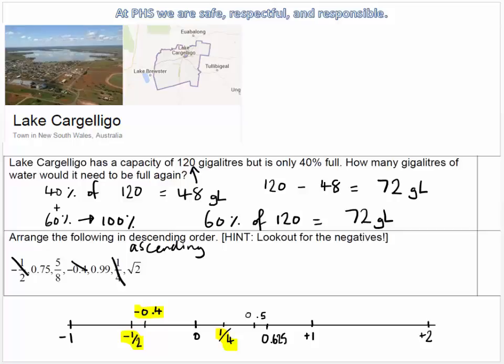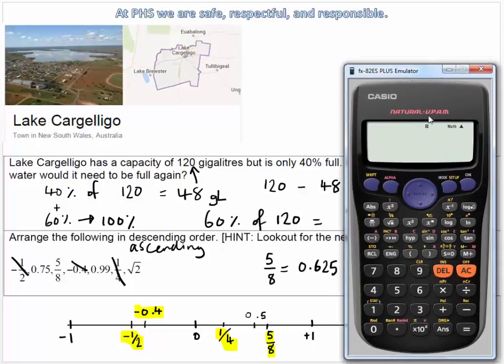0.625. Actually, I'll write it as it appears on the test. I'll write it as 5/8. Okay, so here's 5/8. Now you might be saying, well, how did he know that that's 0.625? Well, that's just something I've been able to remember, okay? And you will too over time, that's fine. But if you're not sure what a fraction is as a decimal, use your calculator, okay?